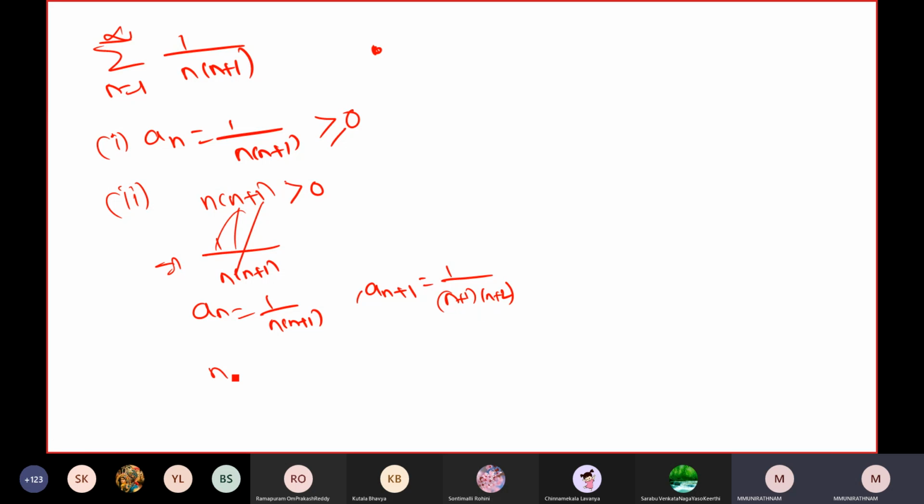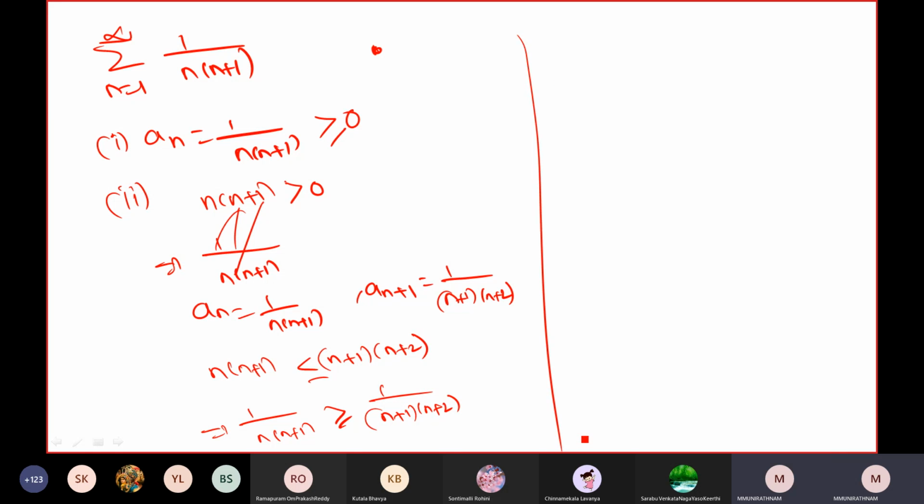So generally n into n plus 1 is less than n plus 1 into n plus 2, for any n equal to 1 to infinity. Which implies 1 by n into n plus 1 is greater than 1 by n plus 1 into n plus 2. We can include equal to also if you want. Therefore an is greater than or equal to an plus 1, therefore an is monotonically decreasing. So both conditions are satisfied.